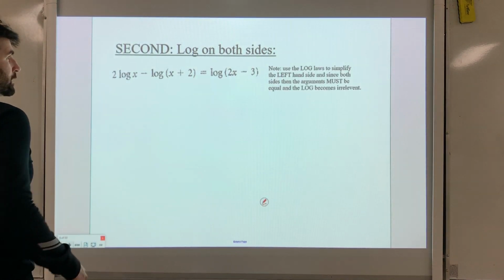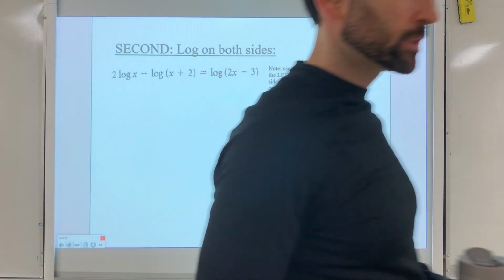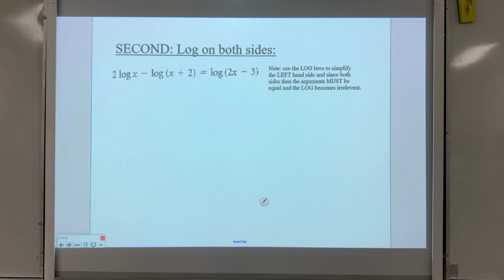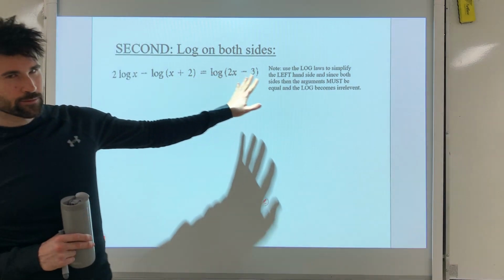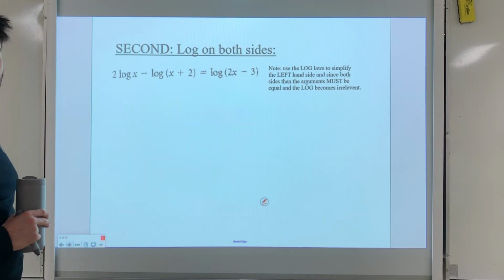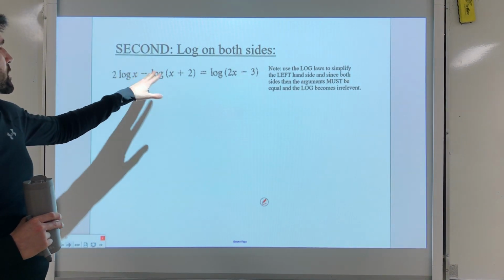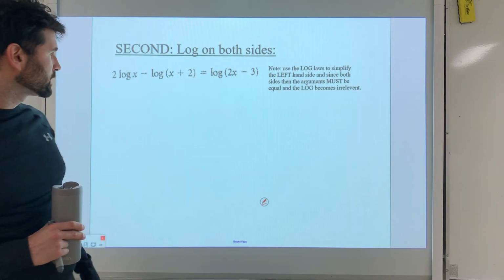Ooh, here we go. Logs on both sides. These are my favorite ones, because I think they are sort of easier. Yeah, we'll see though. Okay, so you're noticing you got logs everywhere. You still have to simplify as much as you can. You won't be able to solve it if you have 2 logs on one side and 1 on the other.